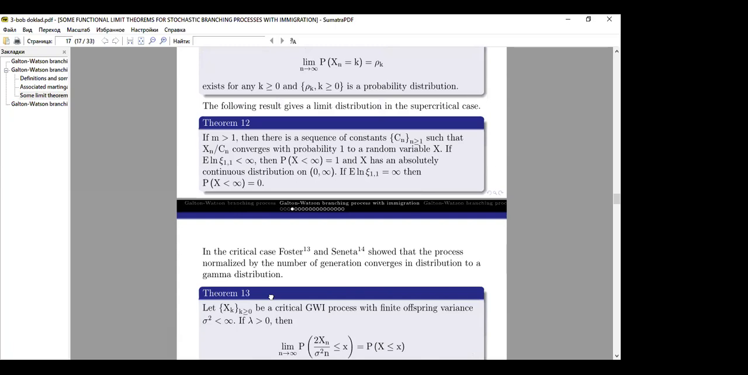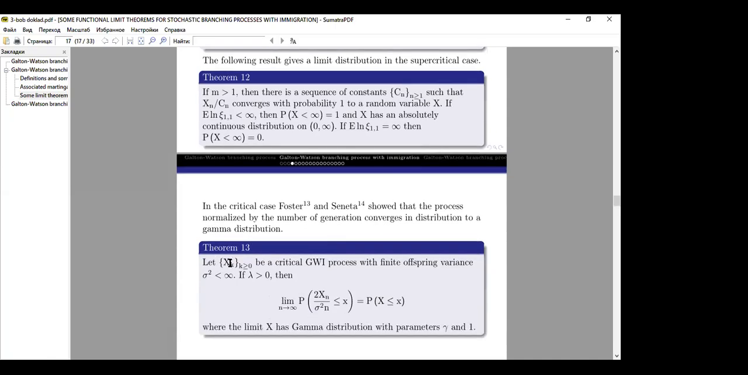So I want to consider the critical case independently. Foster and Seneta proved that the process normalized by the number of generations converges in distribution to a gamma distribution. So we consider a critical Galton-Watson process with immigration with finite offspring variance.